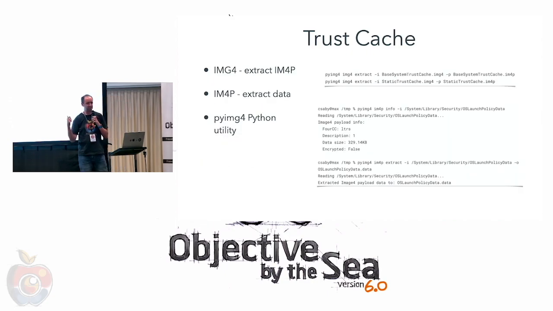So from the EMG4, we first need to extract the IM4P, P is for payload, file. We can use the PyEMG4 utility for that. It will extract that data. Then from the IM4P file, we actually need to extract the actual data. From that, again, we can use the same utility for that.